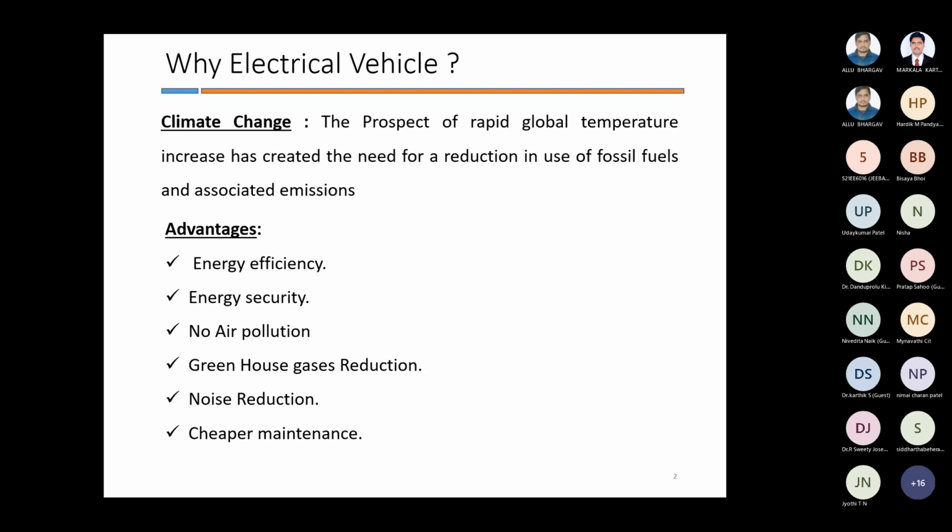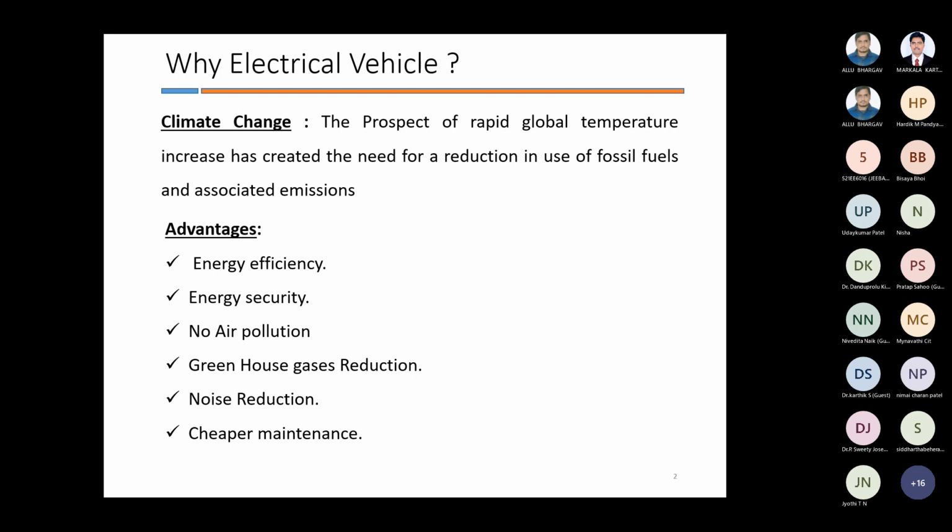Now, coming to no air pollution. As there is no tailpipe in a fully battery vehicle, there will be no emission of gases into the air. Greenhouse gases reduction. As there are no emissions into the air, there is no release of CO2 and other greenhouse gases. This is the main advantage of EVs. Noise reduction. Compared to IC engine vehicles, EVs produce very little noise.